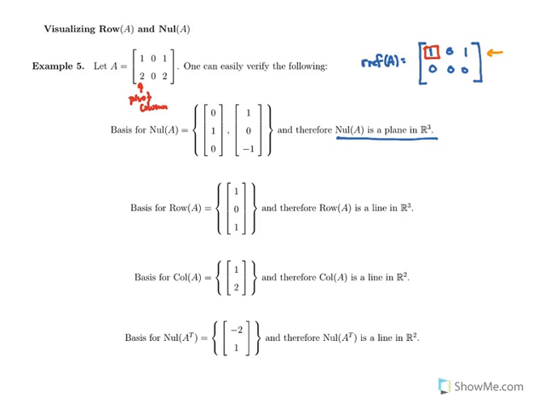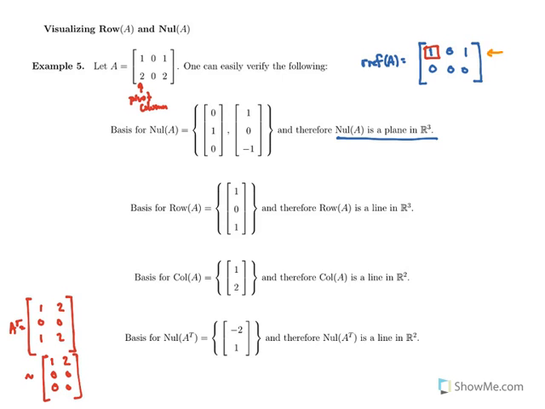And then to look at the null space of A transpose, we can look at A transpose here. That's going to be 1, 0, 1, 2, 0, 2. And if you row reduce this, this will get us down to 1, 0, 0, 2, 0, 0. There's 1 free variable there, and the null space is going to be the span of -2, 1. A basis for that is going to be -2, 1. And therefore, that's going to be a line in R2.